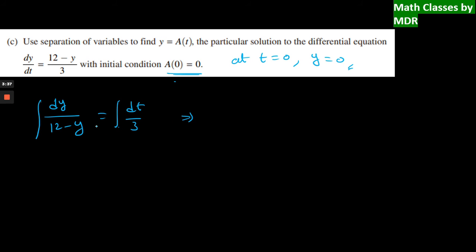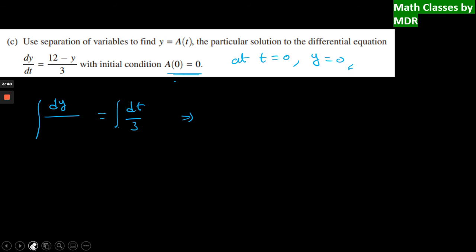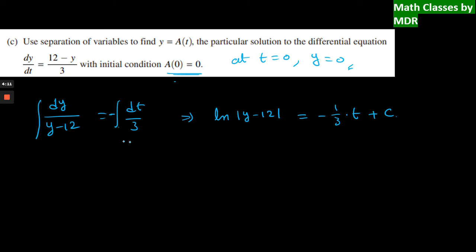So I think I better take y minus 12 instead of 12 minus y. I would prefer to take y minus 12 here, so that makes our problem easier. So we'll have a negative sign here. The left hand side I have exchanged these signs, so the right hand side also has a negative. So we have ln of y minus 12 is equal to minus 1 by 3 into t plus a constant. Now take the exponential on both sides. You will have y minus 12 is equal to e power minus 1 by 3 t plus c. In other words, we will write it as c times e power minus 1 by 3 into t.